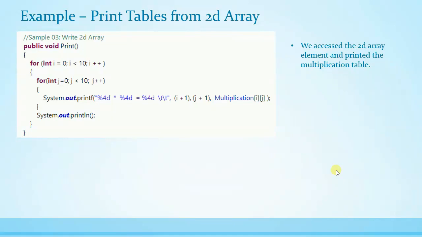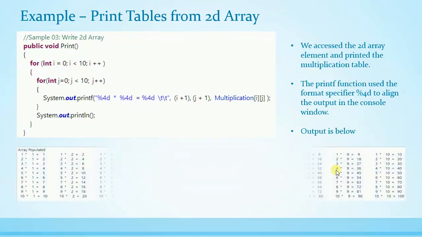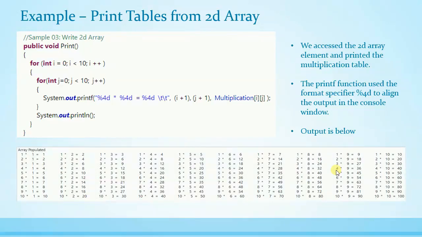Here we used printf like in C++. The printf provides a formatted output. Within the double quotes, we specify in which format we need the output. After that, we specify the actual values. Here we specified the format specifier %4d to align the output in the console window. You can see the output in the picture below. This is what we are going to generate.